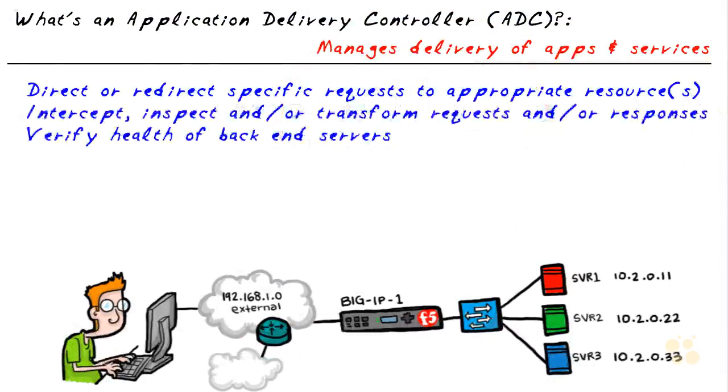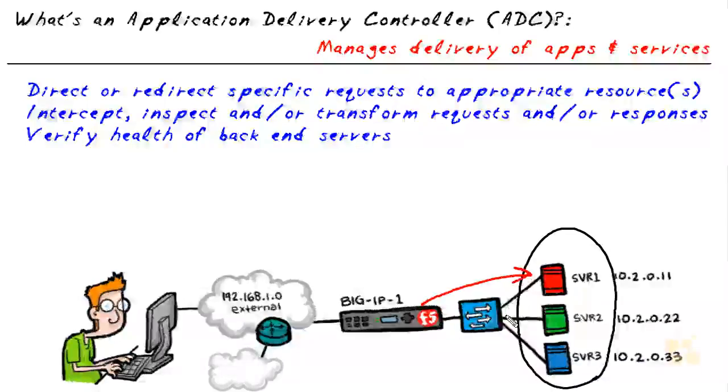Now, one of the benefits of an application delivery controller is that if we have lots of requests coming in, and we have multiple servers on the back end that all have, for example, the same web content. As requests come in, the application delivery controller could say, you know what, I'm going to go ahead and send the first request to server 1. And then the next request, it could go to server 2. And the third request could go to server 3 in kind of a round robin fashion.